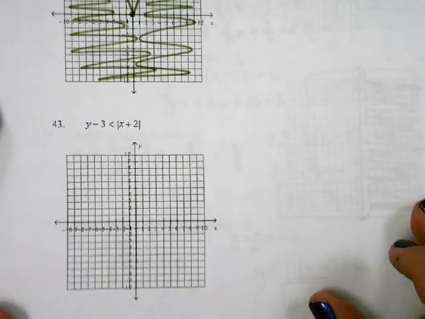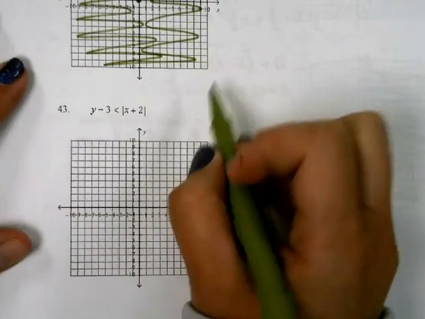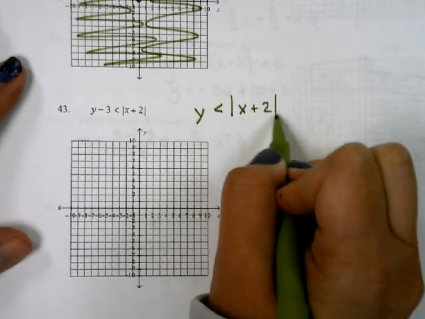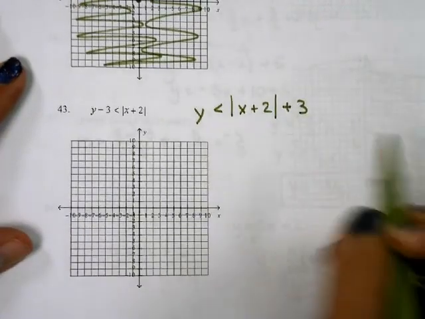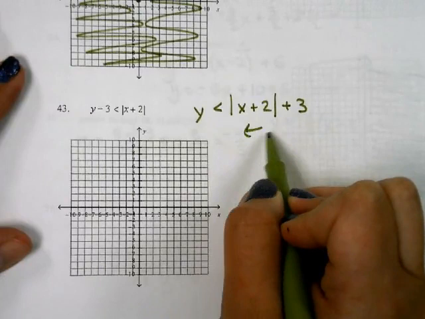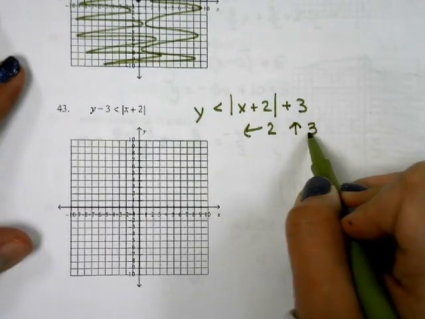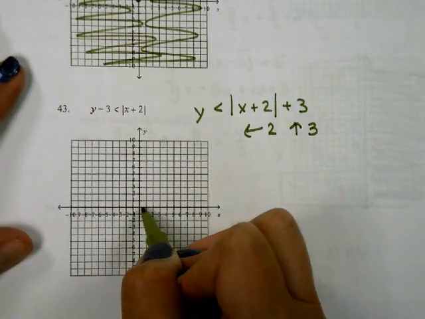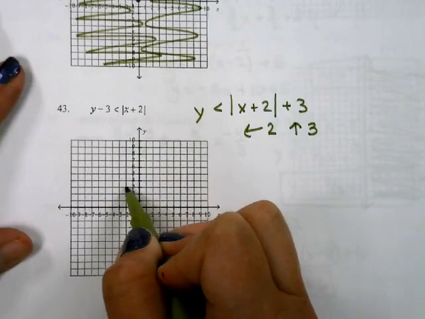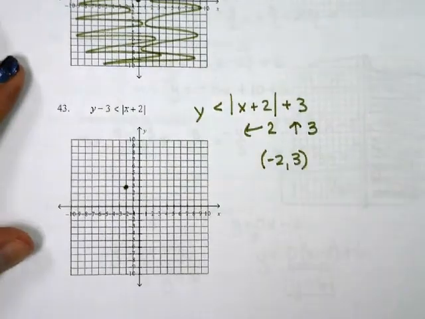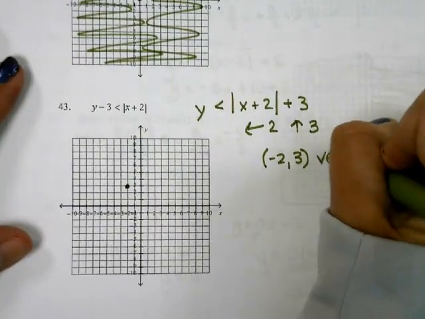Okay, 43. I'm going to add 3 so that I have this guy in slope-intercept form. The plus 2 in here means my vertex is going to move to the left 2. The plus 3 means my vertex is going to move up 3. So if I move left 2 from the origin and up 3, my vertex is at the point negative 2, 3. It opens up and my slope is 1 because there's no coefficient.